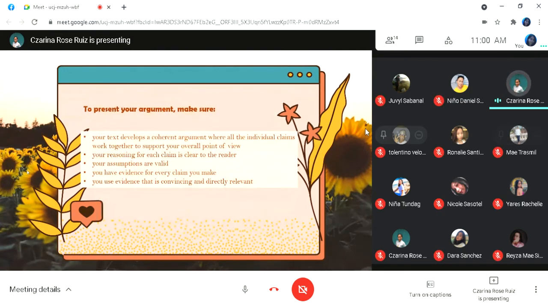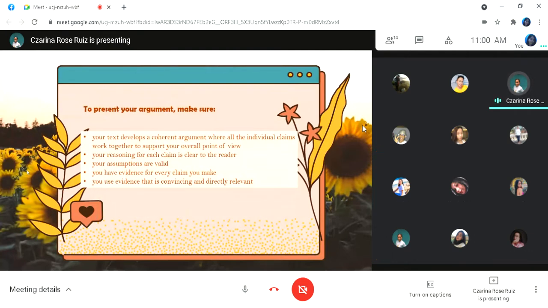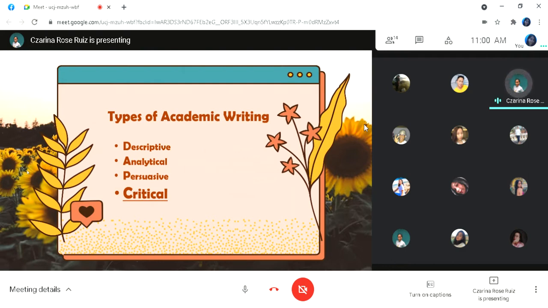So to present your argument, make sure your text develops a coherent argument where all individual claims work together to support your overall point of view, and your reasoning for each claim is clear to the reader. Your assumptions are valid, you have evidence for every claim you make, and you use evidence that is convincing and directly relevant.